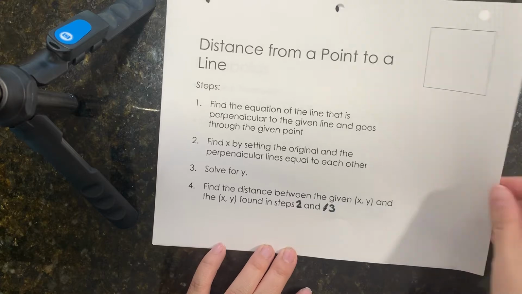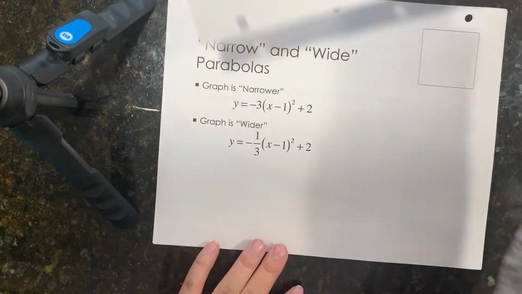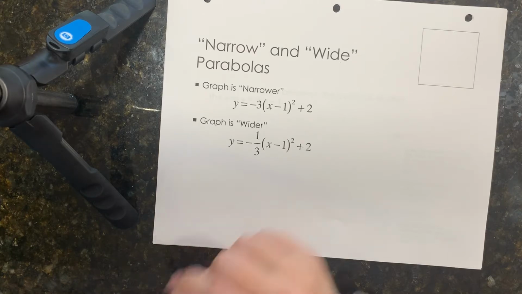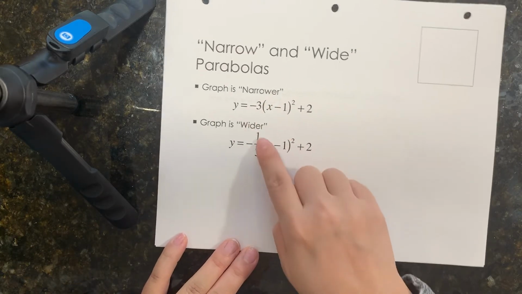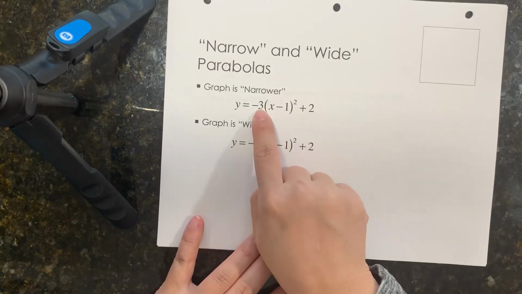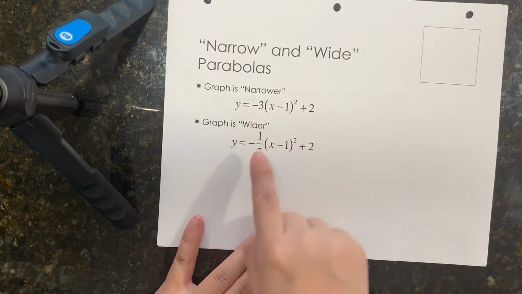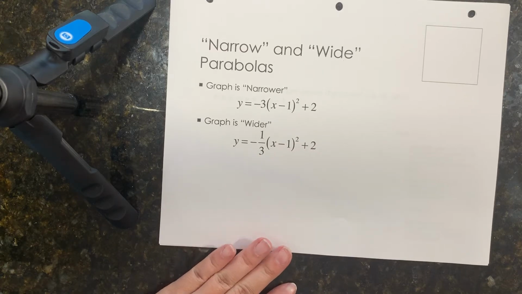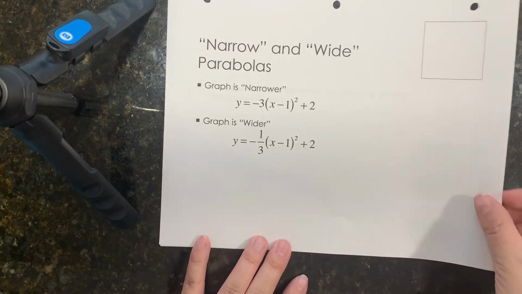Okay, so we're going to practice this when we go to the lesson, but the next thing we're going to look at is narrow and wide parabolas. And what this means is that whenever you have to factor out a value before completing the square, this is what's going to make it. A bigger number would be a narrow parabola, and then a smaller number would be a wider parabola. And I will show you how this works when we look at our lesson.